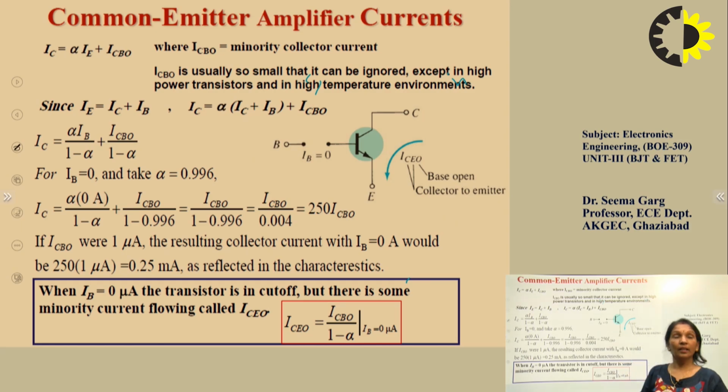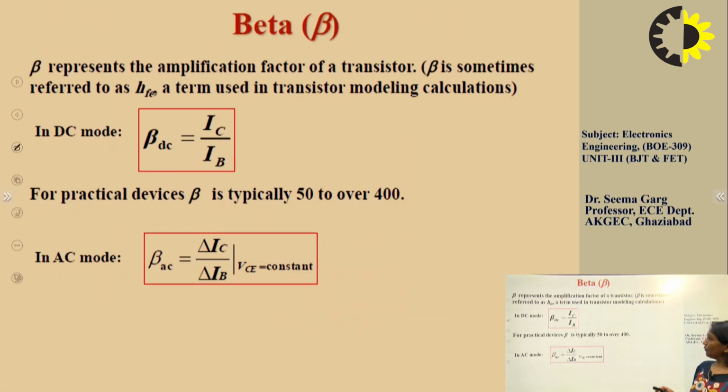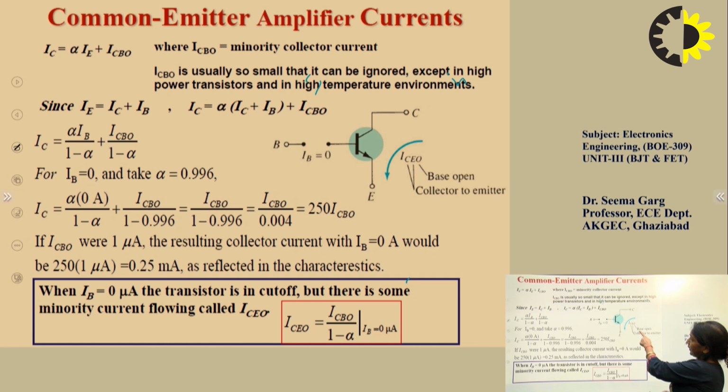Now coming to the equation part, here this is your common emitter configuration. What if we are keeping the output open? The current which is flowing in the circuit when your base is open, this ICO is the leakage current. ICEO represents the collector to emitter current keeping your base open.